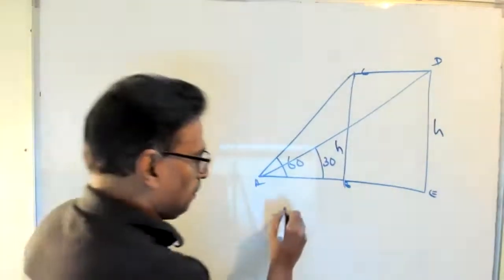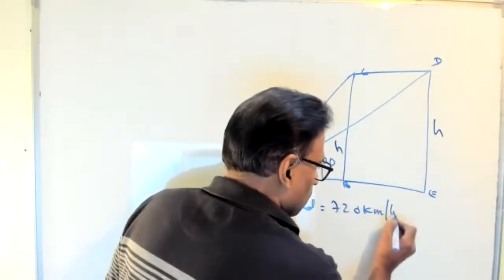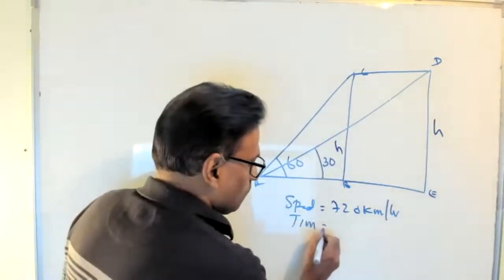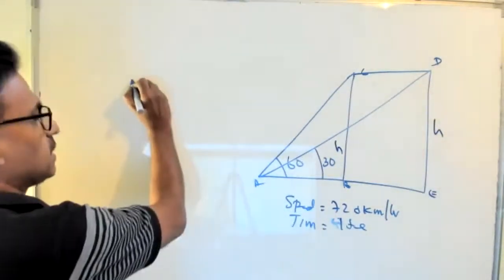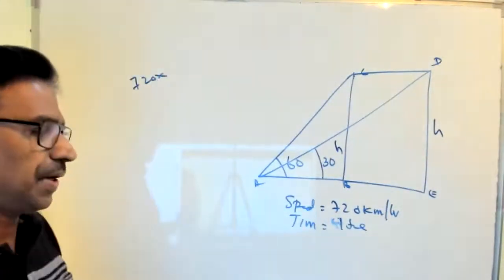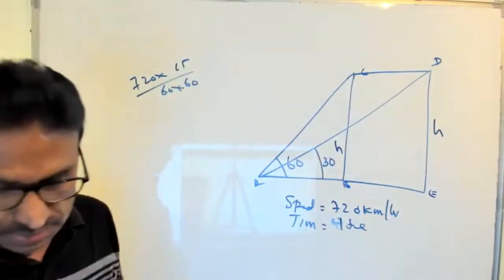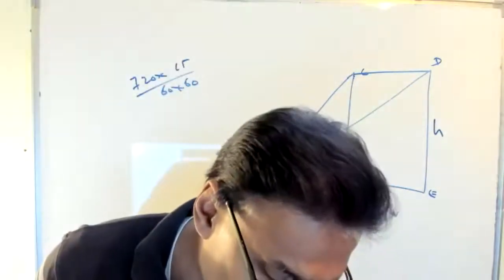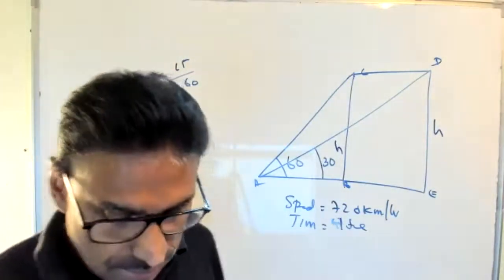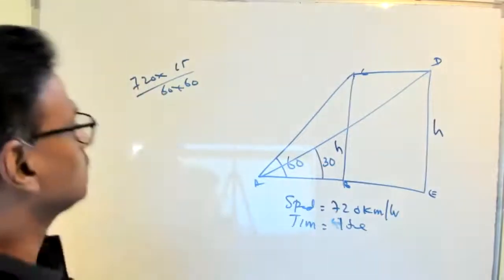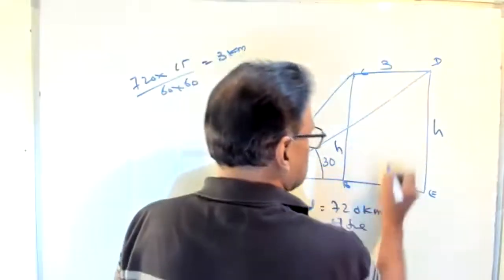You know, speed is 720 km per hour. Time is 15 seconds. Distance equals speed into time. So 720 into 15 divided by 60 into 60, converted to hours. How much is that? It is 3 km. This is 3 km. This is also 3.